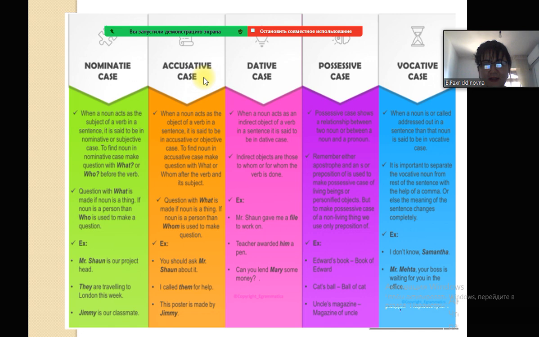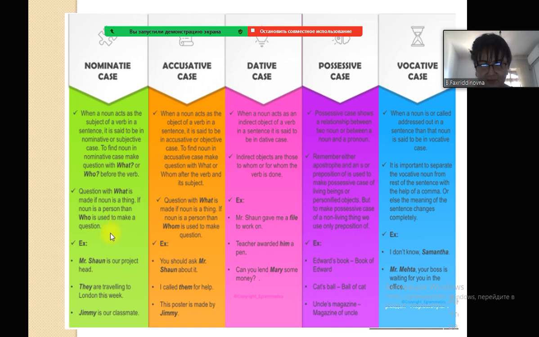When a noun acts as a subject of a verb in the sentence, it is said to be in the nominative or subjective case. To find a noun in the nominative case, make a question with what or who before the verb. Question with what is made if the noun is a thing. If the noun is a person, then who is used to make a question.